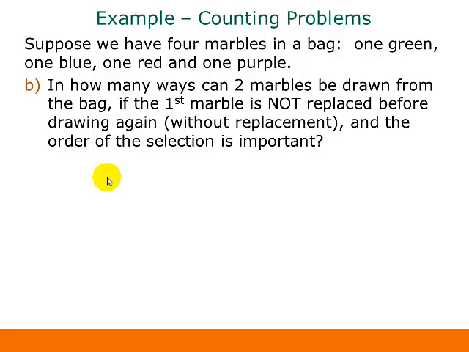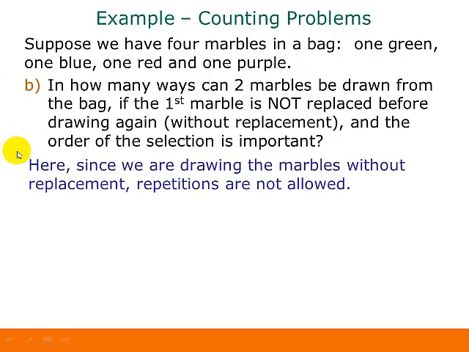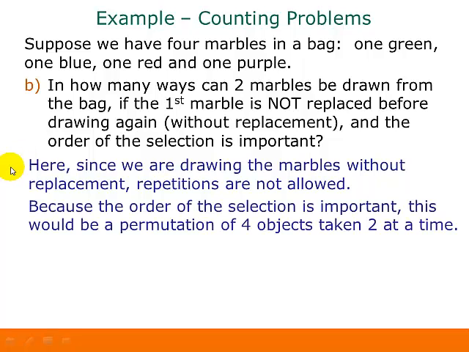The next part of this problem asks, in how many ways can 2 marbles be drawn from the bag if the first marble is not replaced before drawing again? So this would be drawing without replacement. And the order of the selection is important. Now we're drawing without replacement, which means that repetitions are not allowed. And since our marbles are different colors, that means that they are all distinct. So this would qualify as being either a permutation or a combination. And because we said the order of the selection was important, this would be a permutation.